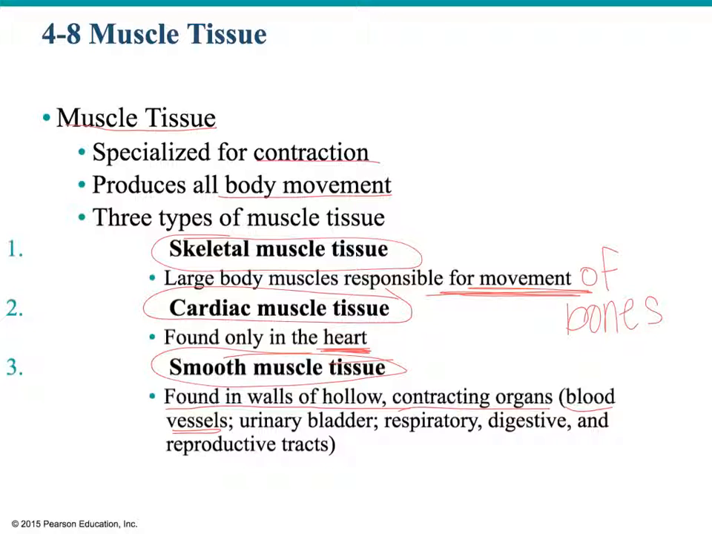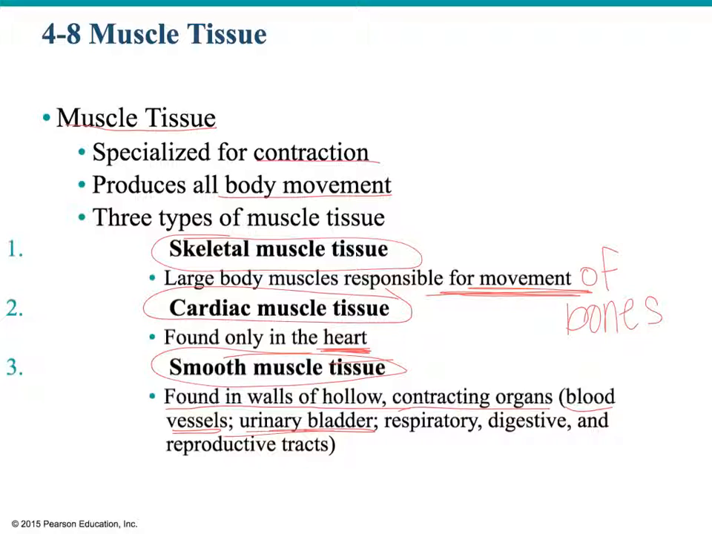Your blood vessels, some of them have to contract to help move blood. Like your heart would be considered like a really big blood vessel. But your heart's not smooth muscle, it's special muscle. Your bladder has to contract so you can empty it. So it's lined with smooth muscle.